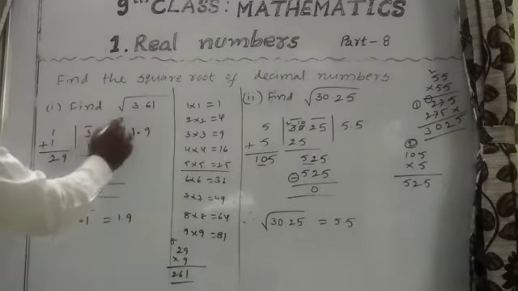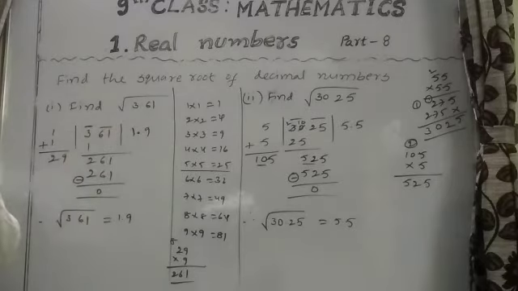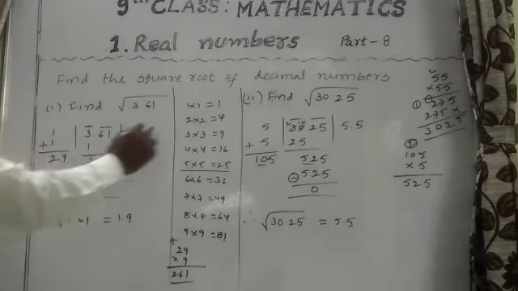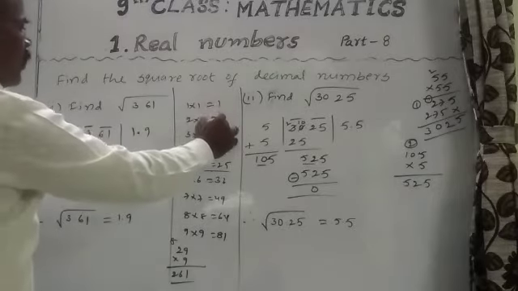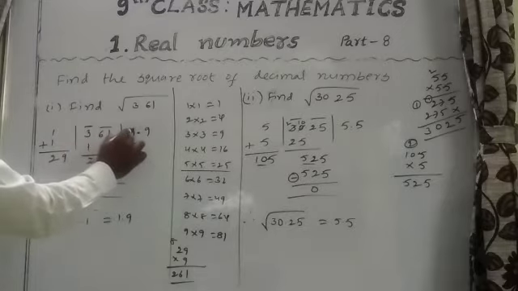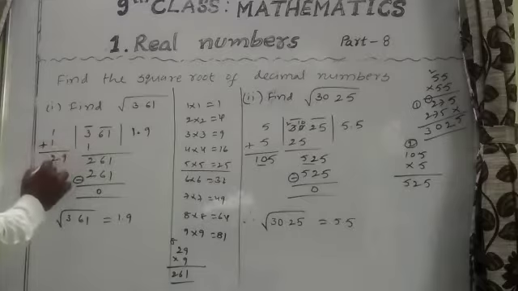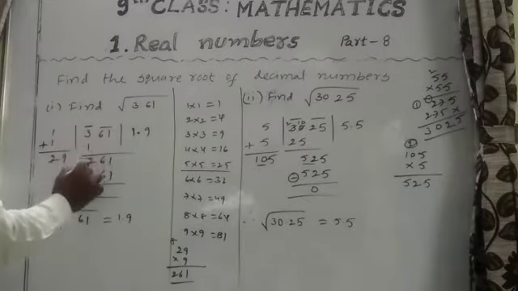Here 3 digits are there: 1, 2, 3. Take the one pair and one single. Use the perfect square table. 1 1s are 1. Write the quotient here and add. 1 plus 1 is 2. Here 3 minus 1 is 2.